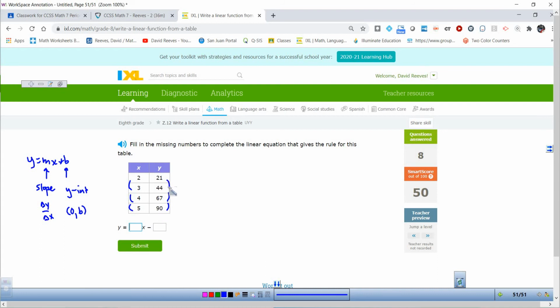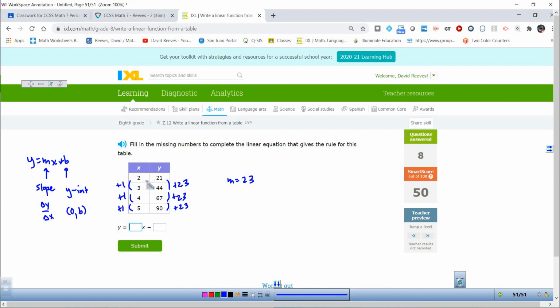So if we take a look at the change in y over the change in x from 21 to 44, I do believe that's plus 23, right? If we do it again, it's plus 23, and that's plus 23. All right, so what is our slope? Our change in y over our change in x is 23.